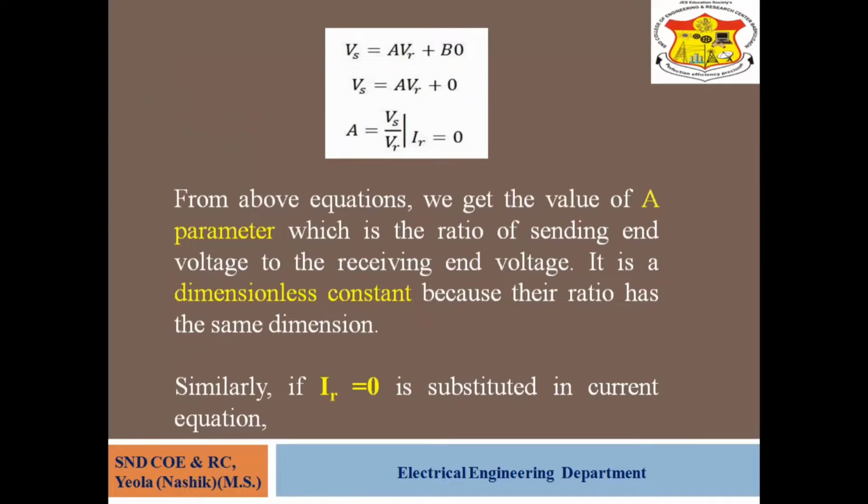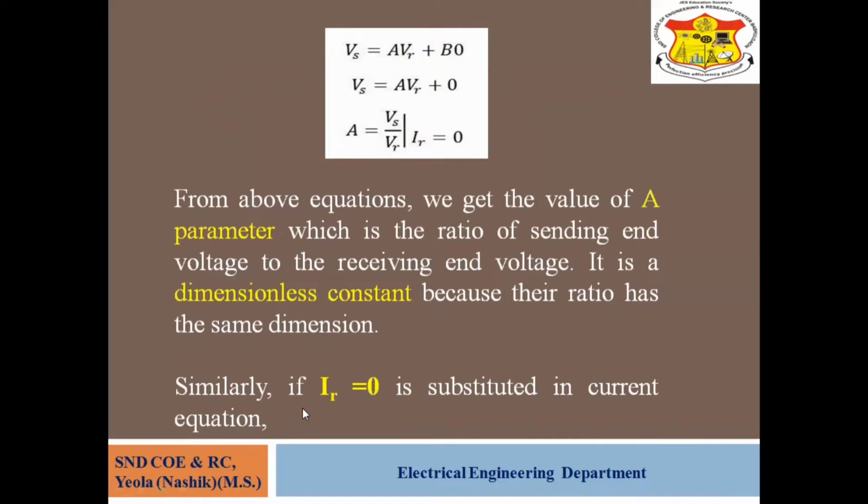From the above equation, we get the value of the A parameter, which is the ratio of the sending end voltage to the receiving end voltage. So it is a dimensionless constant, because it is the ratio of voltage by voltage, which has the same dimension.